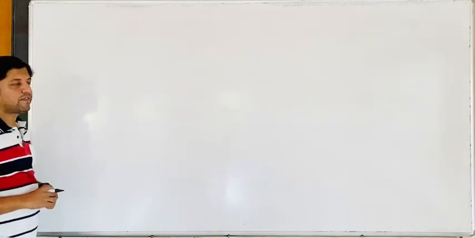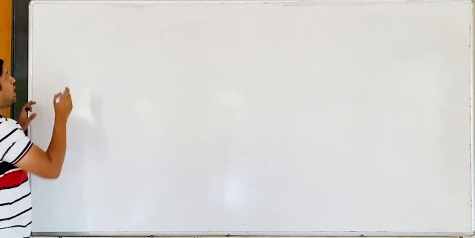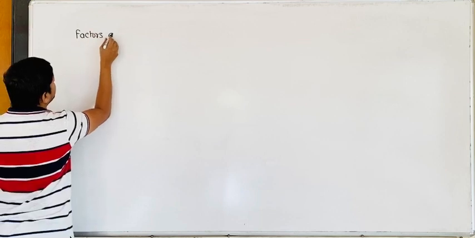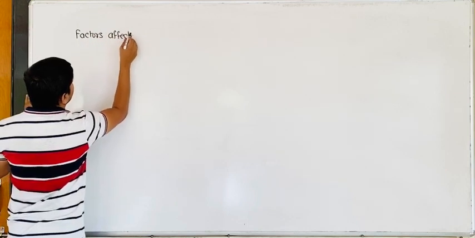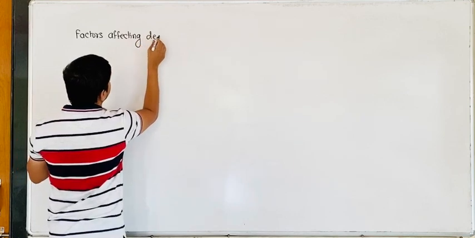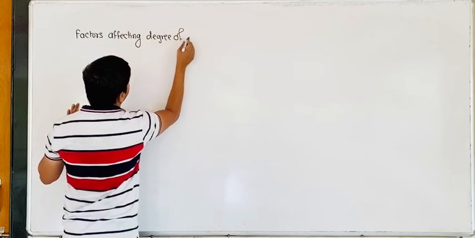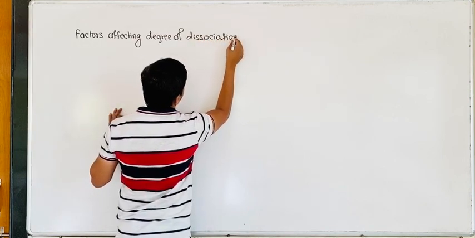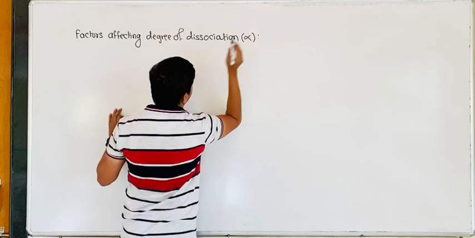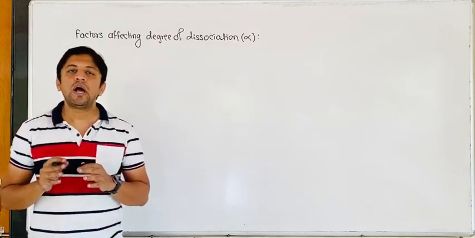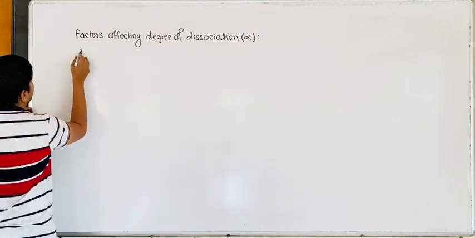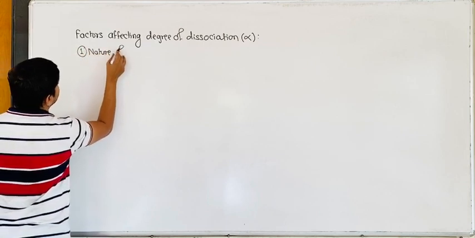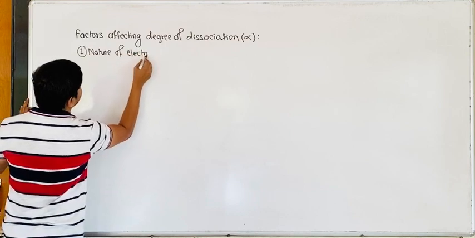Now let's see the factors that affect the degree of dissociation alpha. Factors affecting degree of dissociation alpha. The first factor is the nature of the electrolyte. Nature of the electrolyte itself.